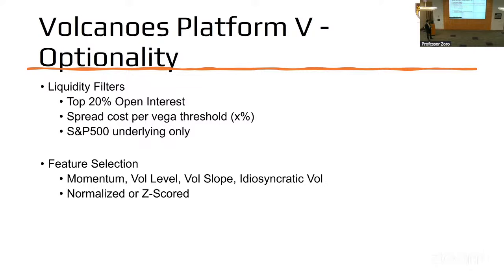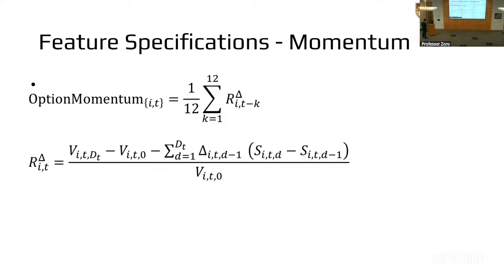You've got 4 choices, and you can get those normalized or z-scored. So option momentum, the first feature. It's simply the average of the last 12 months of option returns, and that's the delta hedge return formula.